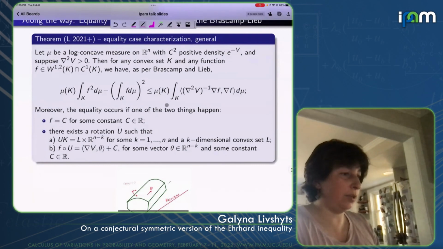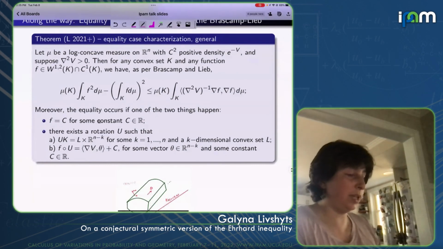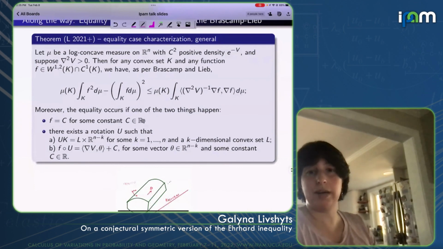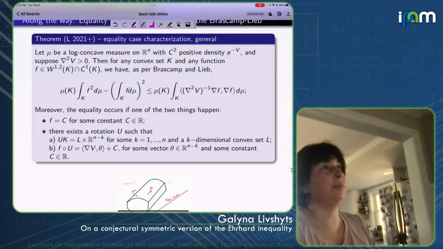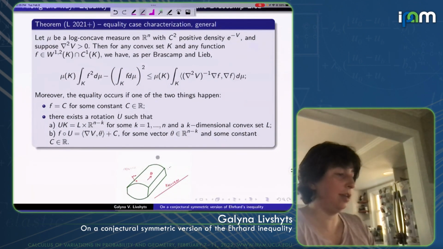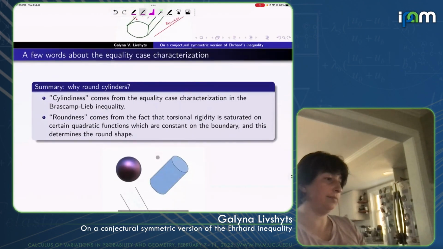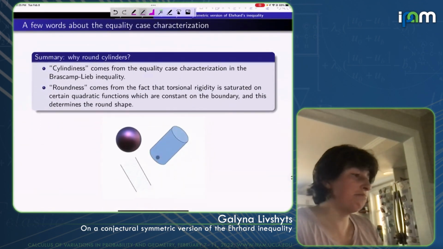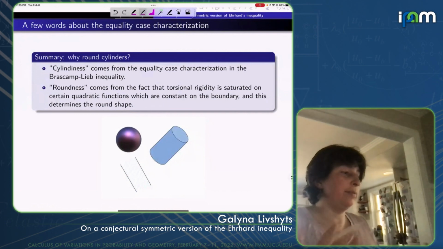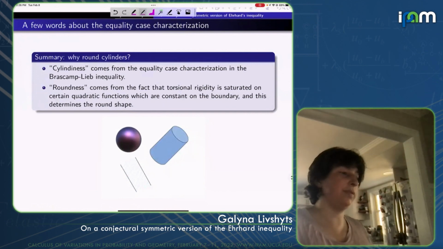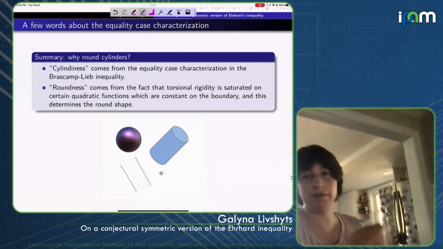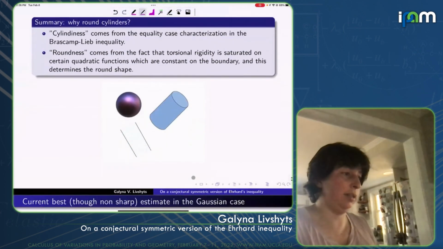Along the way, I obtained the equality case characterization for this version of the Brascamp-Lieb inequality, which, by the way, was not known in general. It was known in the Gaussian case, due to Figalli and Filippis, as well as Beck and Jerison, as well as Paty and Courtade. I wanted to say one word on why round cylinders. The cylindricity comes from that equality case characterization in the Brascamp-Lieb inequality, whereas the roundness comes from the fact that torsional rigidity is saturated on quadratic functions which are constant on the boundary. And if a quadratic function is constant on the boundary, you have a round cylinder.